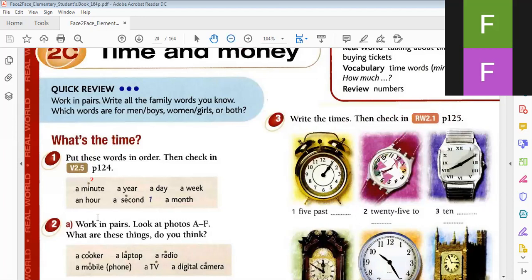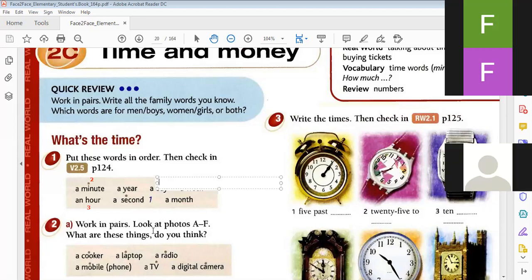What's the next? An hour. After that? A day. A day. Okay. A week. A month. A year. And we have a year. Okay. All right. So this is how we can put time words in order.